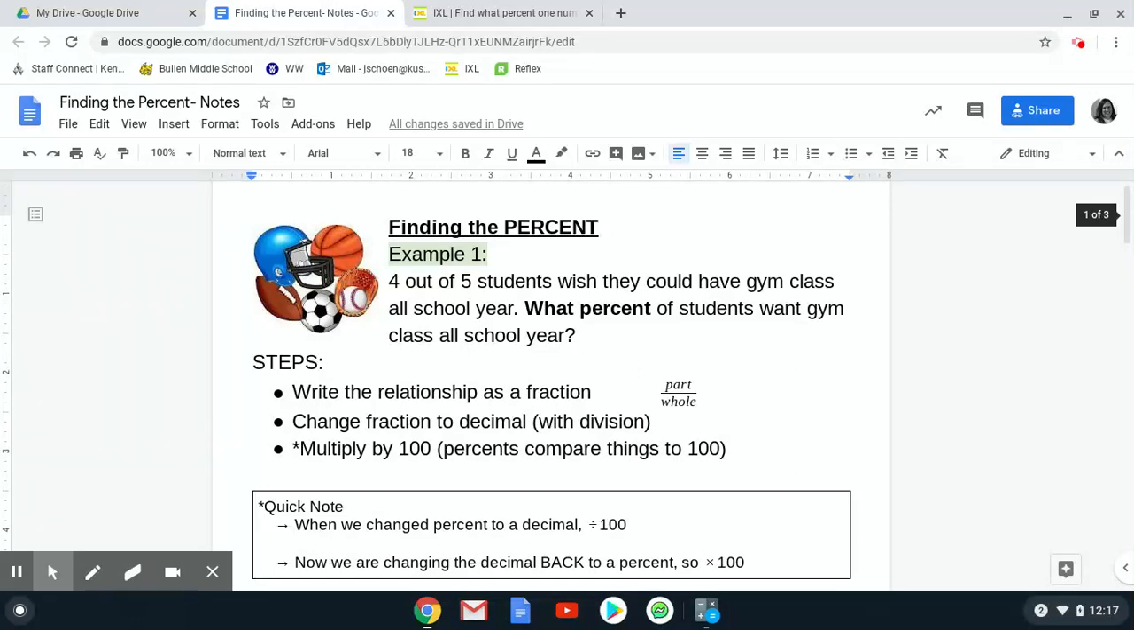Hi friends, in this video we are going to talk about finding out what the percent is. This time they're not going to tell us the percent, we want to discover what the percent is. So let's take a look at this first example.